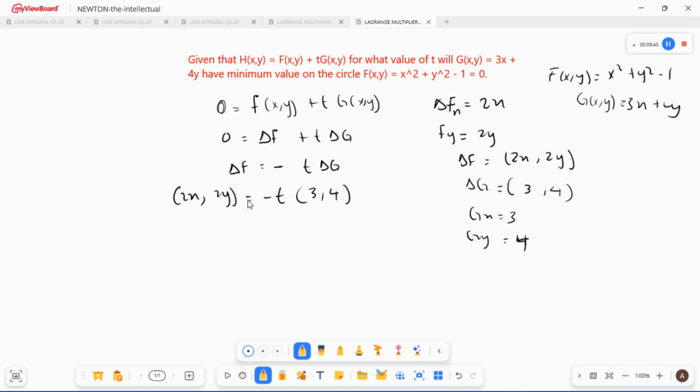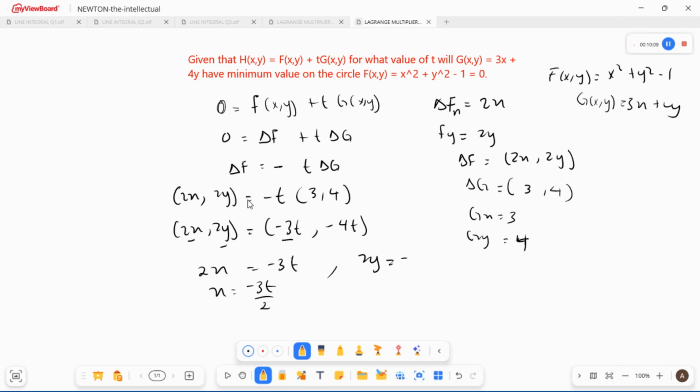This is what we have, and we can write this as 2x, 2y is equal to minus 3t, minus 4t. So we have this basically. So that means 2x here is equal to minus 3t here, and 2y is equal to minus 4t, right? So we're going to say 2x is equal to minus 3t, and then x is equal to minus 3t over 2. Then do the same thing for y.